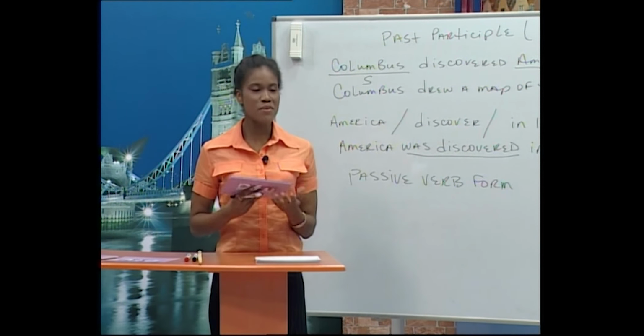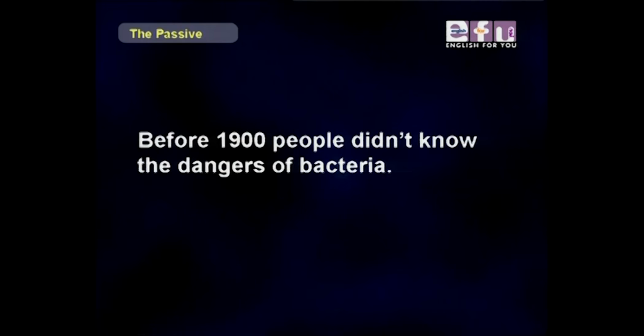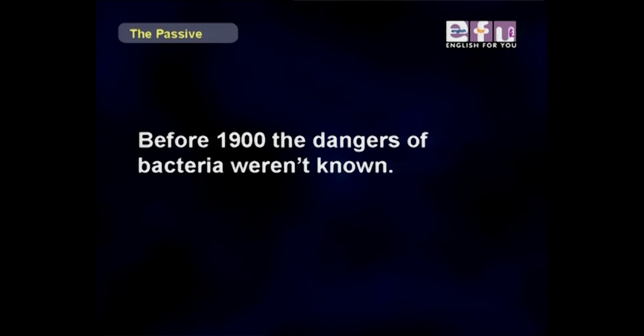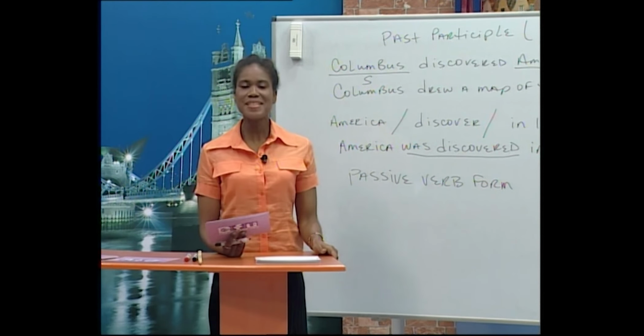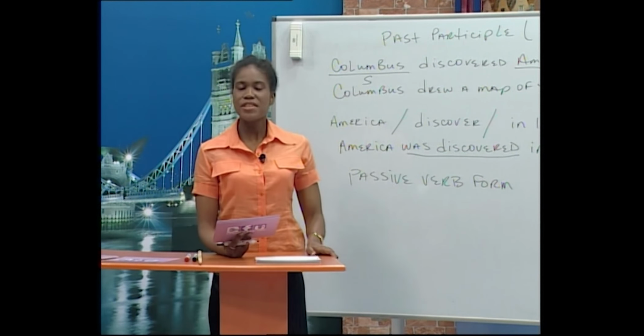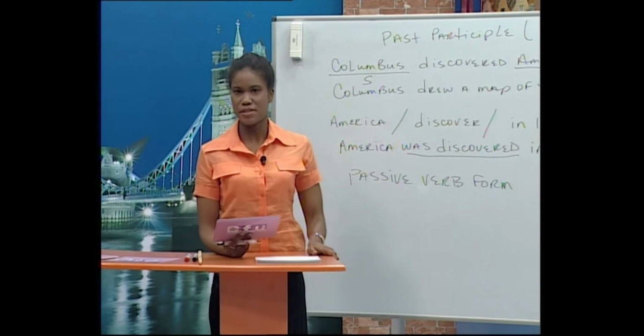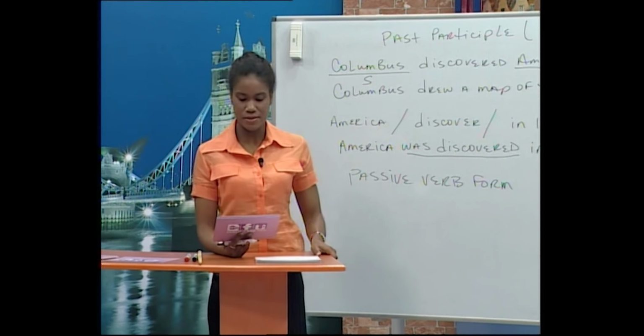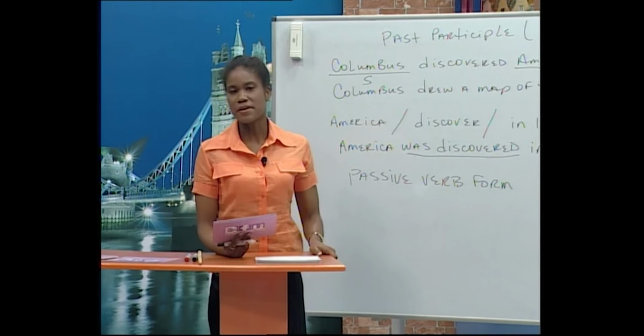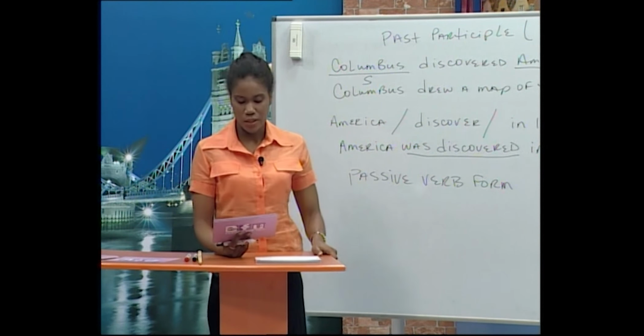Great. Now, Alberto, one for you. Before 1900, people didn't know the dangers of bacteria. Before 1900, the dangers of bacteria were not known. Okay. And do we need to say by people? I don't think so. Animals don't care. Good. So we don't always use the agent, meaning the by part of the sentence, because it is not necessary or we don't know. All right, good job, everyone. Next.